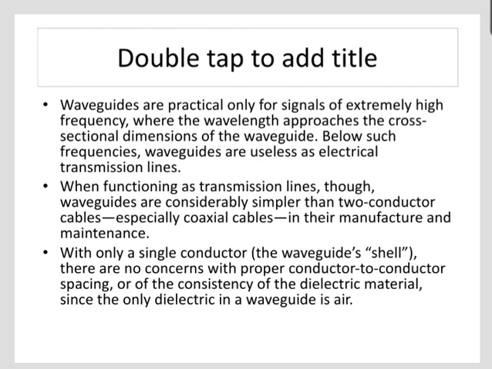This category, that is the waveguide category of transmission line, is used for signal transmission at microwave frequencies. These are basically hollow conducting tubes. They somewhat resemble coaxial cable lines but do not have the center conductor as present in coaxial cable. The waveguides are metal tubes functioning as conduits for carrying electromagnetic waves. They are practical only for signals of extremely high frequency where the signal wavelength approaches the cross-sectional dimension of the waveguide.